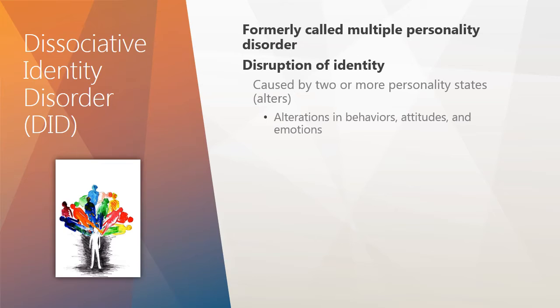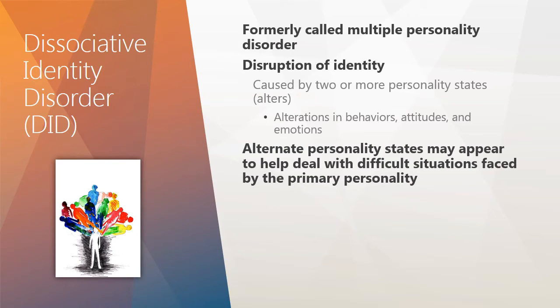Each personality has a different way of perceiving and relating to the world, and each takes control over the person's behavior. Alternate personality states may appear to help deal with difficult situations faced by the primary or core personality. Child alters appear to be the most common type of alter. This may have been created as a result of childhood trauma.